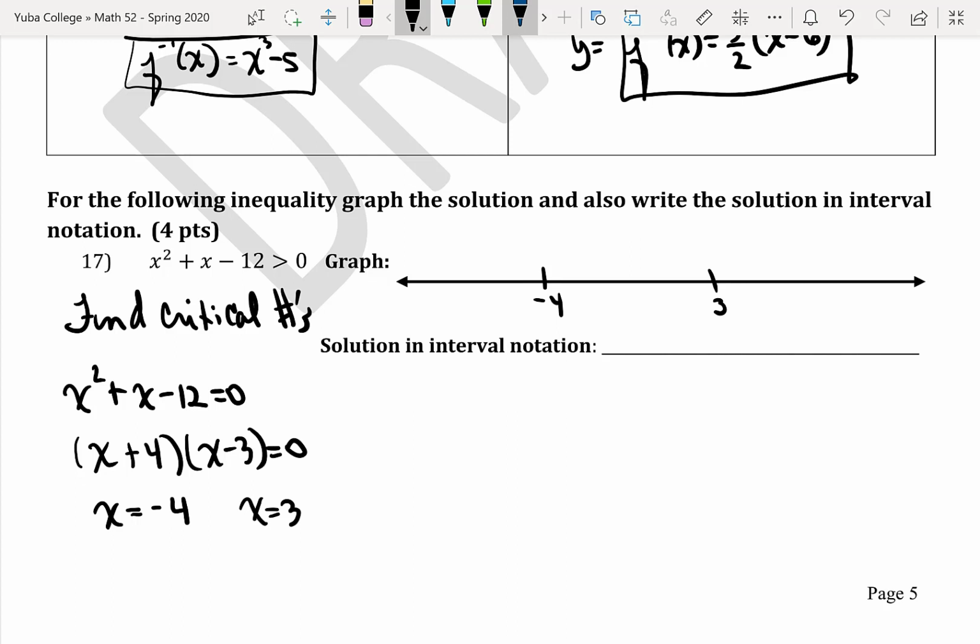And so let's look at something that's smaller than negative 4. So if we chose x equals negative 5 and we plugged it back into this inequality, we want to see, is this a true or a false statement? Would this be greater than 0?